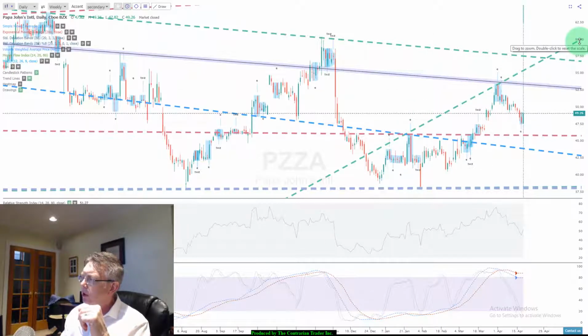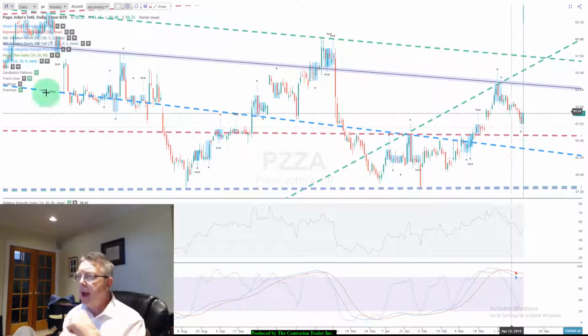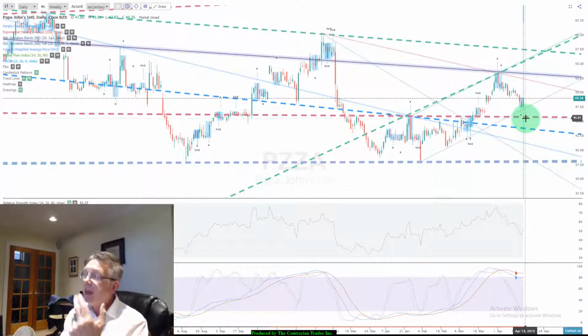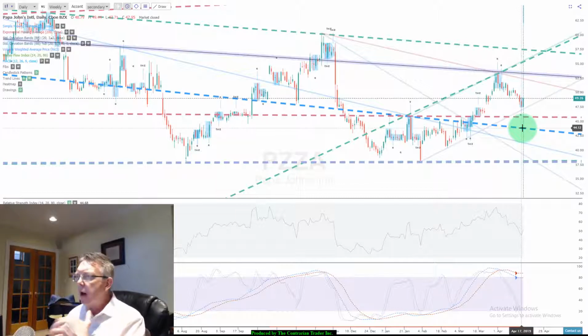of resistance is, and that if we fail to hold that lower band, let's bring up the daily as well, the daily price channel. If we fail to hold this lower band of support, we're coming down here to 46.34, which is weekly support. If that breaks, we're coming down here to 44.12.